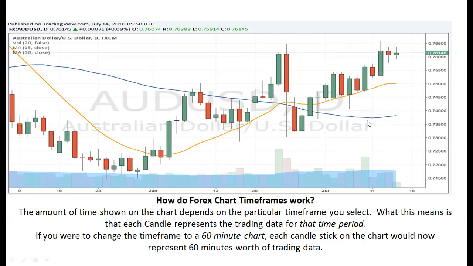So a chart can only show price history, right? You can add indicators, you can do a lot more to it, but the bare bone basic is a chart shows price history via the candlestick. Okay.